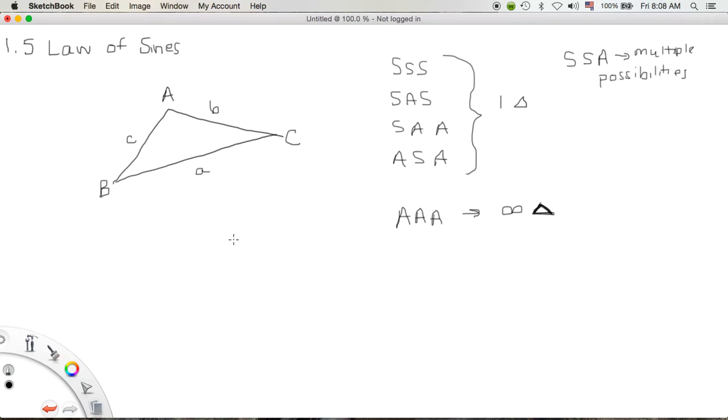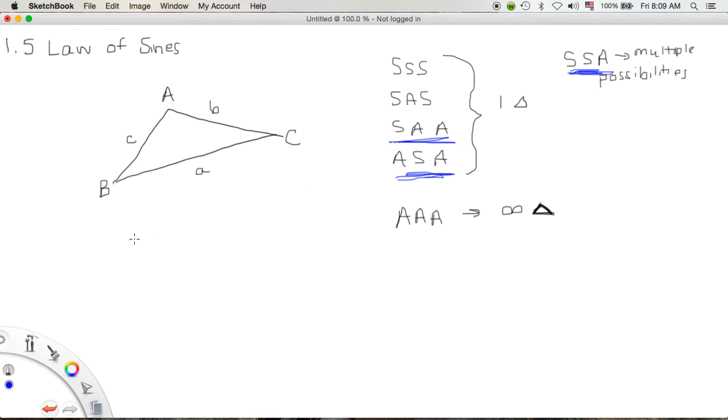Now, in order for us to deal with triangles that are not right triangles, we have a couple of different laws that we use. The first one we're going to talk about is called the law of sines. The law of sines is for when we have angle, side, angle, or side, angle, angle, or side, side, angle. So these two choices here will have one triangle solution, and this one will have multiple possibilities. We'll figure this out and be able to show what those multiple possibilities are.